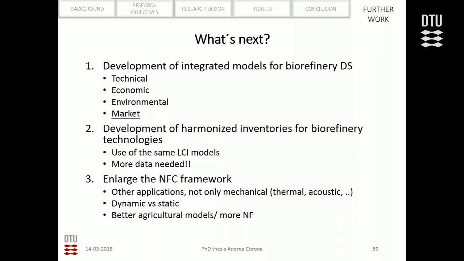So what's next? After these 3 years of a PhD, I identified 3 main research directions that will be interested to look at. First of all is the development of integrated model for biorefinery decision support. Right now, and during my PhD, I developed models for the techno-environmental assessment. So it will be interesting to also add economical assessment on that and also look at the market potential.